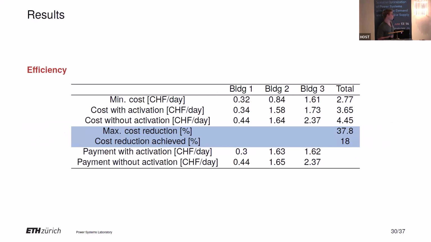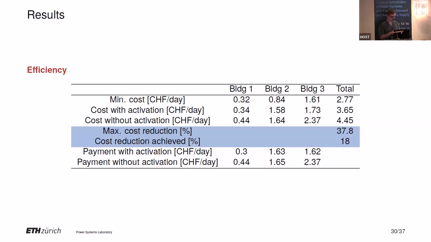Basically, the idea is that here I'm showing the cost for the different buildings and also the total. So the minimum cost is again the best efficiency that you can do. The minimum cost if the users are directly reacting to the real-time price, and then you have the cost with activation. So this is the cost with our mechanism, and the cost without activation if they don't participate in the mechanism.